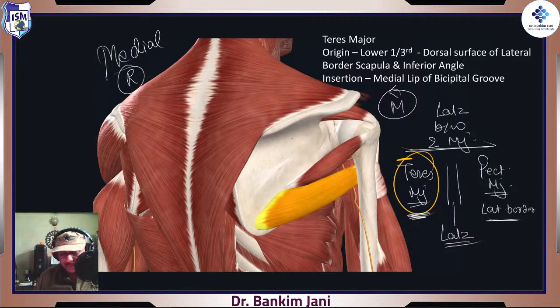It is supplied by, well, it would be supplied by, now this supply is very important. It is a major one, right? Teres minor was getting a royal treatment from the axillary, right? But this teres major is not getting anything from the axillary. From where does it get it? It will say, well, you will be supplied by one special nerve, and that is lower, right?